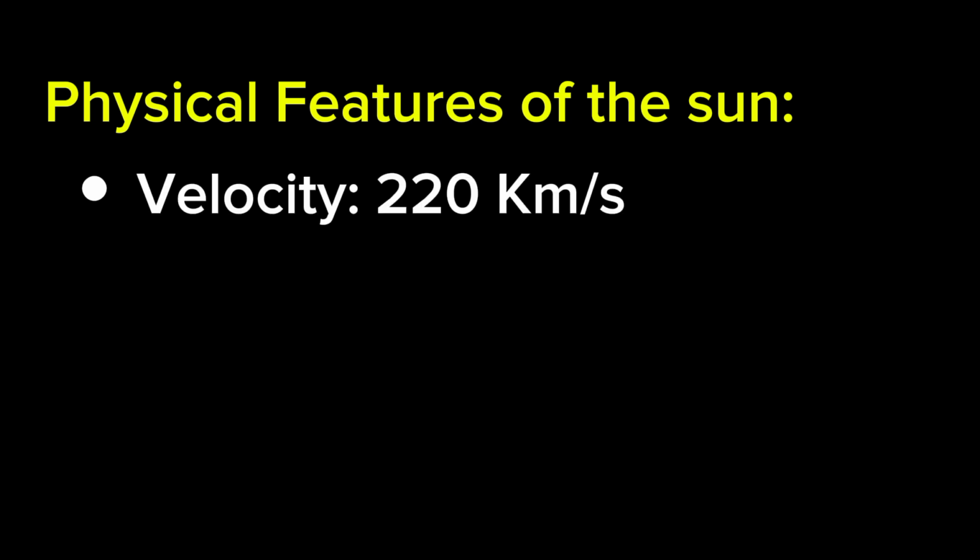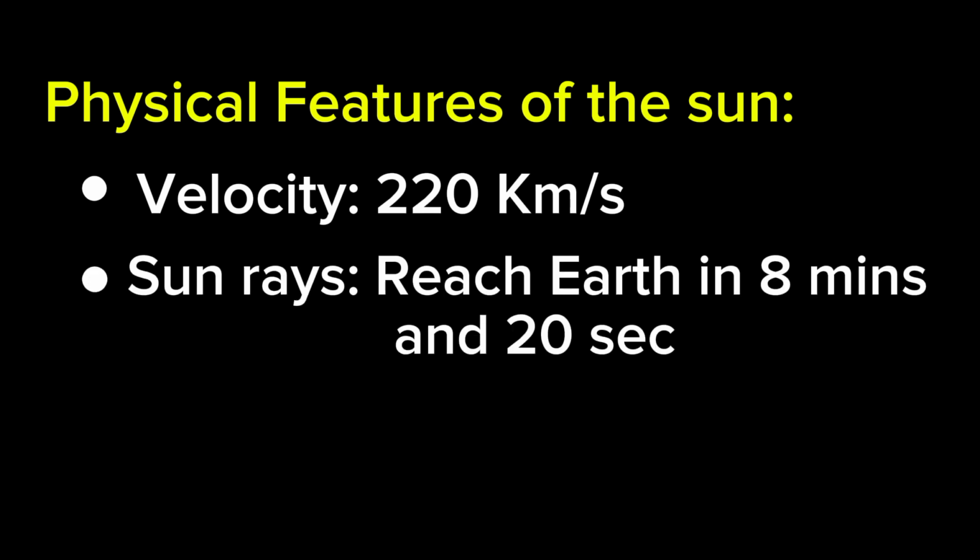Eighth feature of the Sun is its velocity and revolution. The Sun is moving around the center of the galaxy at a velocity of 220 kilometers per second. It revolves around the Milky Way in about 250 million years. While the last and ninth feature of the Sun is its rays. Sun rays reach Earth's surface in 8 minutes and 20 seconds.